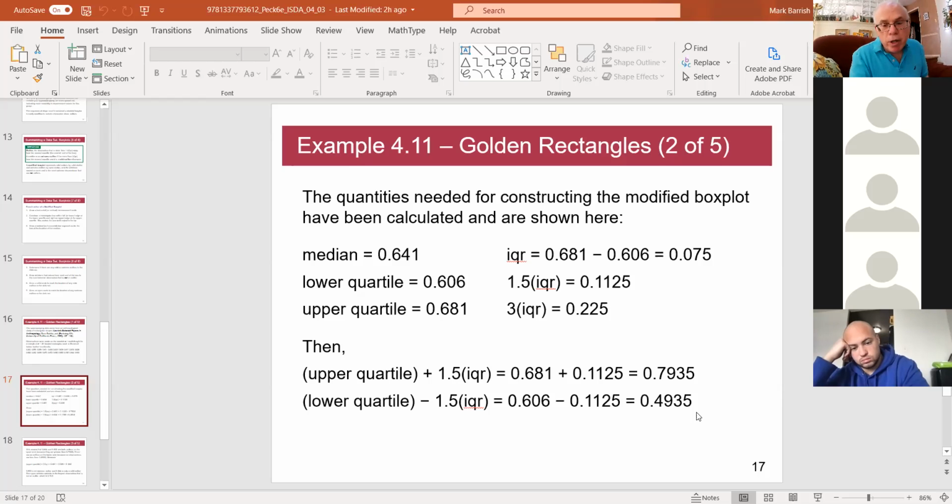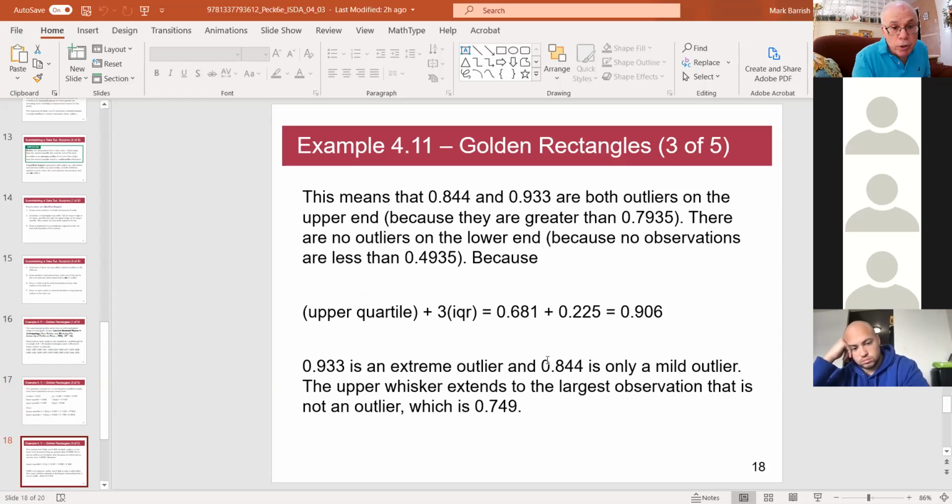Okay? Now, what if we want to determine if a number in your data set is an extreme outlier? Instead of adding 1.5 IQR to your upper quartile, we add 3 times IQR to your upper quartile, and we do the same with the lower quartile: we subtract 3 IQR. If any numbers in your data set are bigger than 0.906, it's an extreme outlier. Not only is it an outlier, it's an extreme outlier. And any numbers smaller than the lower quartile minus 3 IQR are also extreme outliers. All right? So that's the difference the book is going through here between a regular outlier, a mild outlier, they're calling it here, and an extreme outlier.